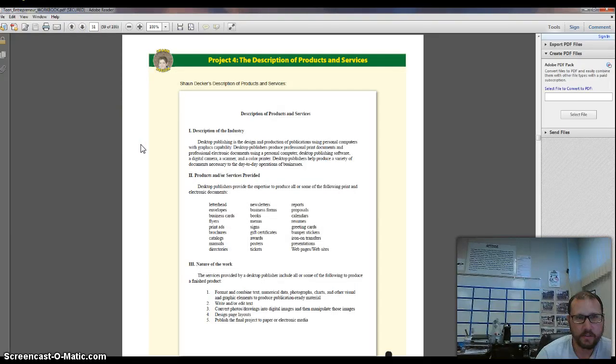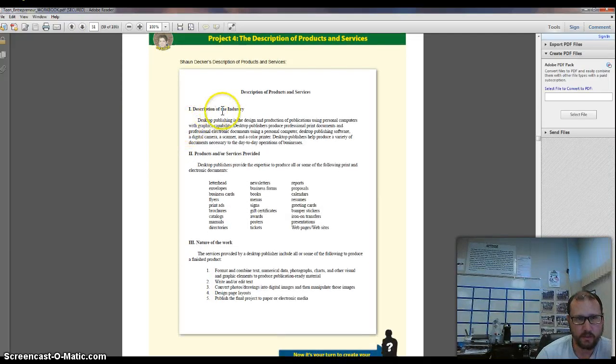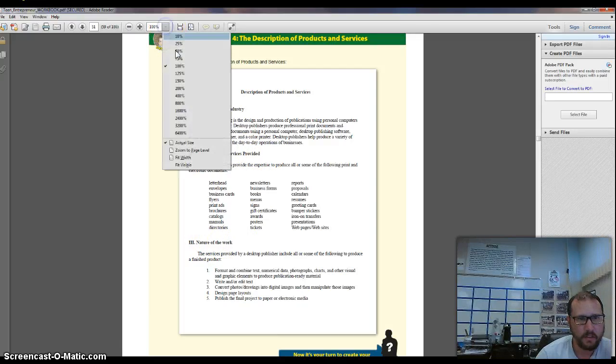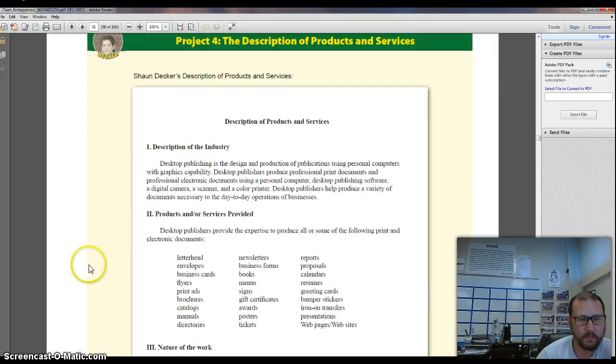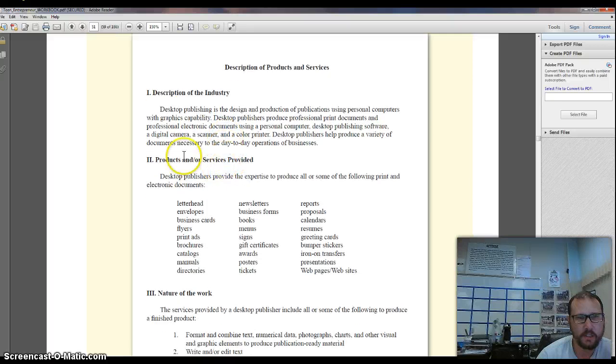So this is Sean Decker's description of products and services. He's got three sections here: description of the industry, products and services provided, and nature of the work. Let's zoom this in a little bit so we can see it better. In the first section he said, desktop publishing is the design and production of publications using personal computers with graphics capability. Desktop publishers produce professional print documents and professional electronic documents using a personal computer, desktop publishing software, a digital camera, a scanner, and a color printer.